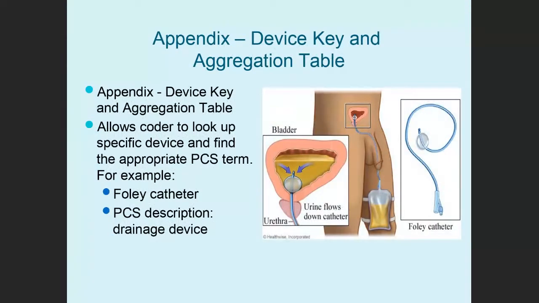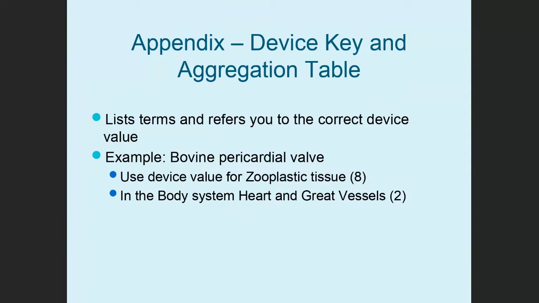Another appendix is the Device Key and Aggregation Table. This allows you to look up a specific device and find the appropriate device used. Sometimes you'll have a specific device that's not listed as a device character, and you go, wow, what do I use? For example, you can look up Foley catheter in this device key table, and it will say drainage device. So that tells you for a Foley catheter, you use a drainage device character. The device key and aggregation table lists the terms and refers you to the correct device value.